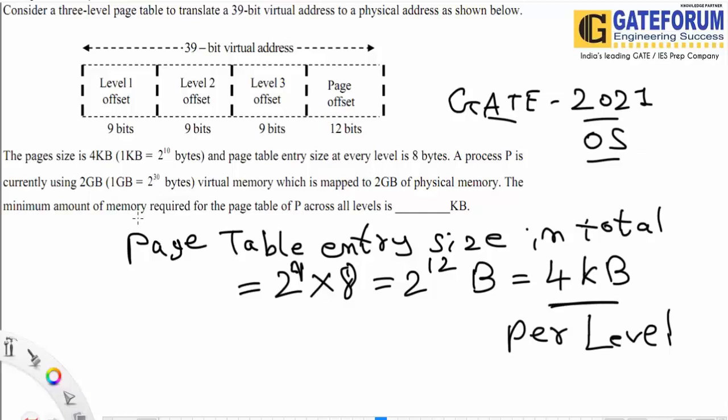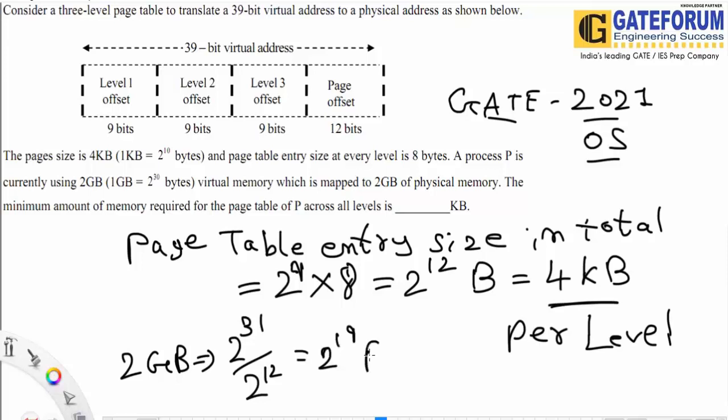A process P is currently using 2 GB of memory, which is mapped to 2 GB of physical memory. So virtual memory and physical memory are both mapped. We know that the page size is basically 4 KB. 1 GB is 2 raised to 30, so 2 GB would be 2 raised to 31. If we divide by the page size, we find that in total we require 2 raised to 19 pages.